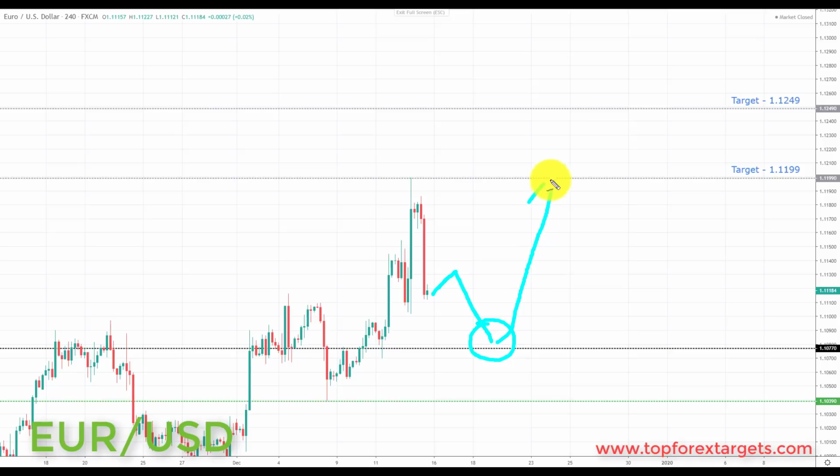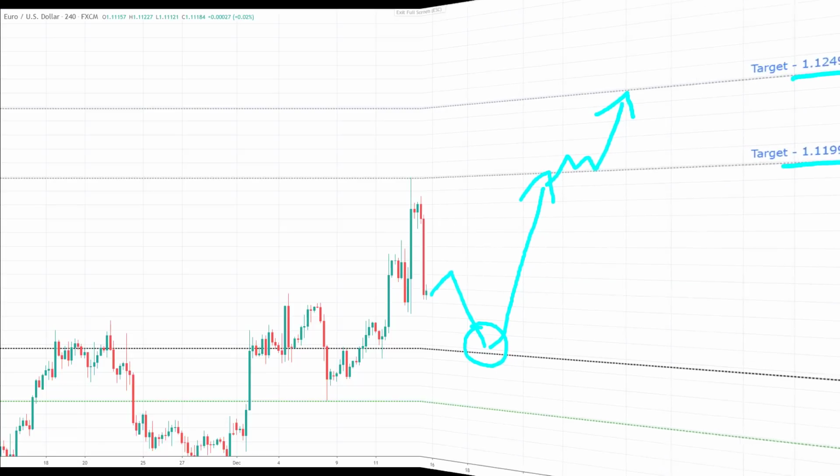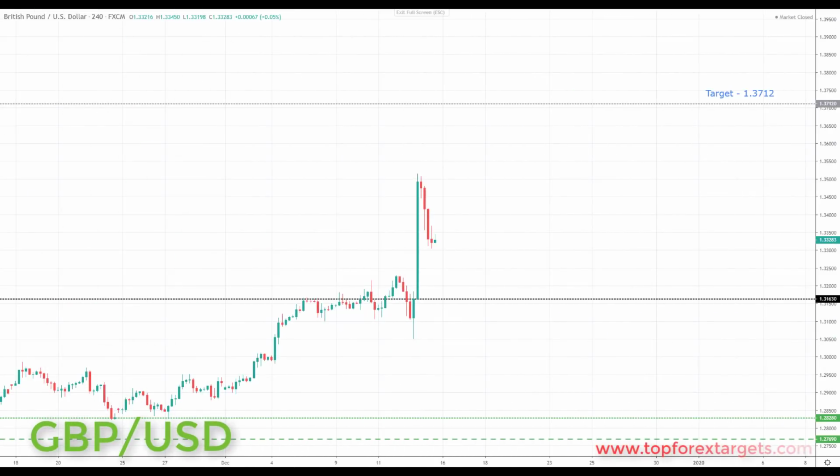And we're going to be looking at initiating longs up towards the next key area of resistance, the upside and the target set at the 1.1199. And if we can get to break through here, we're going to be looking up towards the second key area of resistance, the upside and target 2 at the 1.1249. So next market we're going to look at is pound dollar.